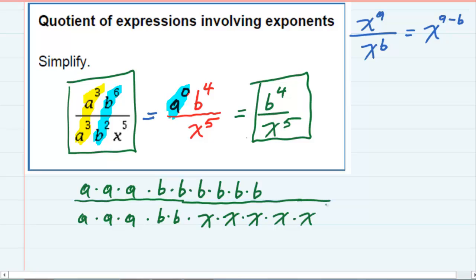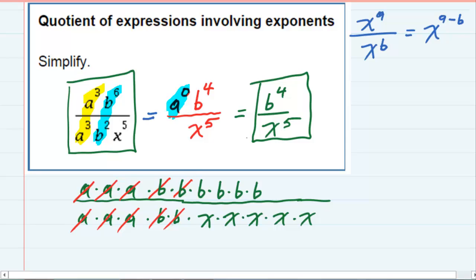So we've really just written this all out and gotten rid of all of those exponents. And now since I have some of the same terms in the top and the bottom, I can cancel them so that this a in the top cancels that a in the bottom. A divided by a is 1. Same thing here. Same here. There's an a canceling an a. And some of the b's are going to cancel. It looks like maybe this b will cancel with that one. And this b will cancel with that one.